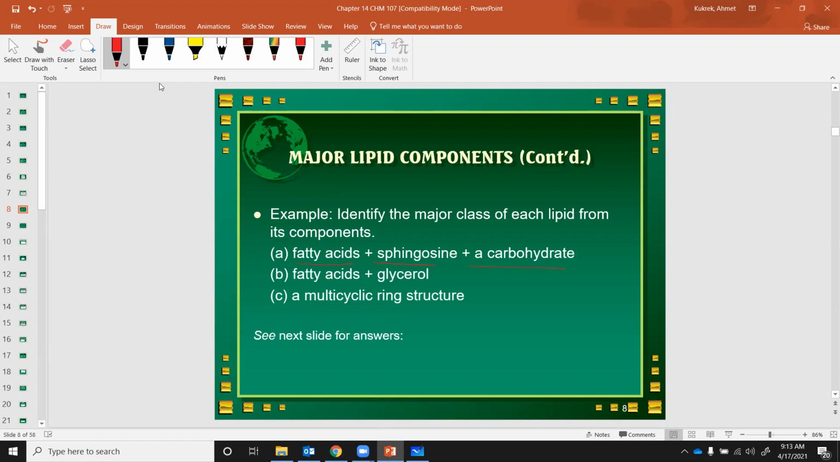That will be the glycolipids. Yes, glycolipids, right? Why? Because you have again a carbohydrate, and if you have a carbohydrate, then you're going to be called glycolipids, right? Everyone is good, right? This will be glyco. Hopefully, I'm spelling the right way. Glycolipids. Makes sense, right, everyone?